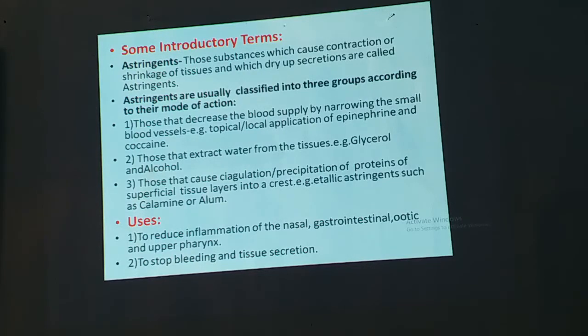Metallic astringents, M is missing there. Example being metallic astringents such as calamine or phthalate. Usage of astringents: to reduce inflammation of the nasal, gastrointestinal, otic and upper pharynx. Second, to stop bleeding and tissue secretion.